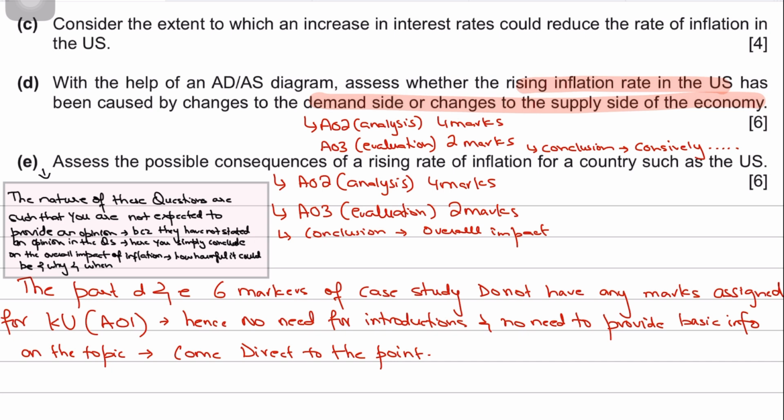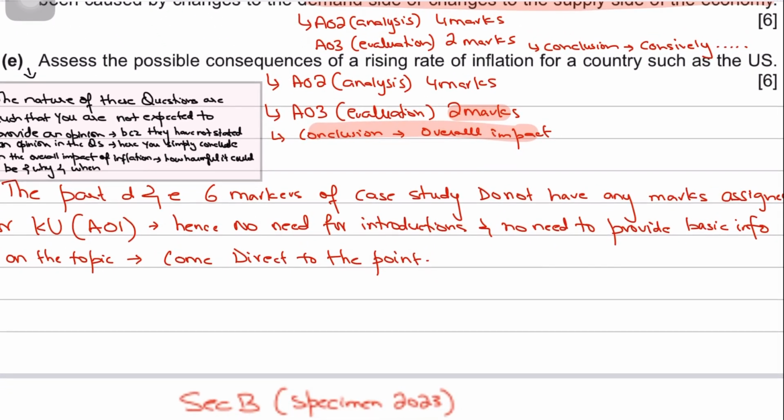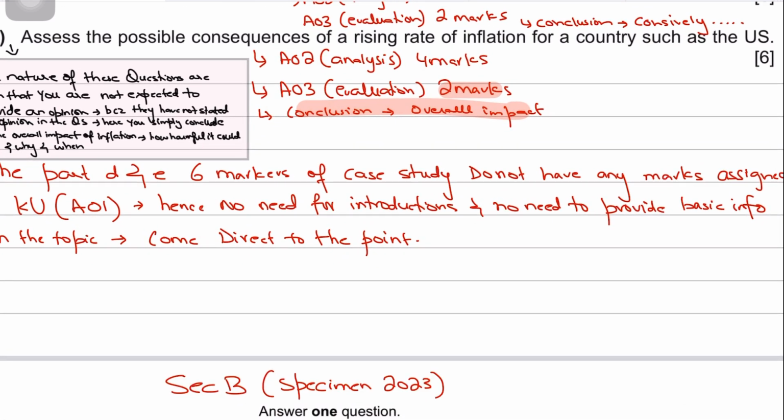And then, assess the possible consequences of a rising rate of inflation. Again, 4 marks for analysis, 2 marks for evaluation, and then the conclusion. Now here again, they're asking about the possible consequences of inflation, but they're not asking us to give a judgment here. They're just asking us to assess the consequences. But we need to identify the narrative here. What is the narrative? The narrative is that yes, inflation does have a consequence on the economy, which could be both positive and negative.